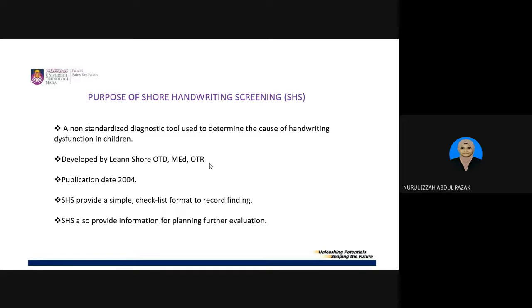Okay, let's move to the Short Handwriting Screening assessment. This assessment is a non-standardized diagnostic tool that is used to determine the cause of handwriting dysfunction in children. Okay, SHS is developed by the Ensure and Occupational Therapists in 2004. SHS ni dia simple je, paper based and a checklist format untuk record findings, observation dengan students. Then SHS also provides information untuk planning further evaluation.